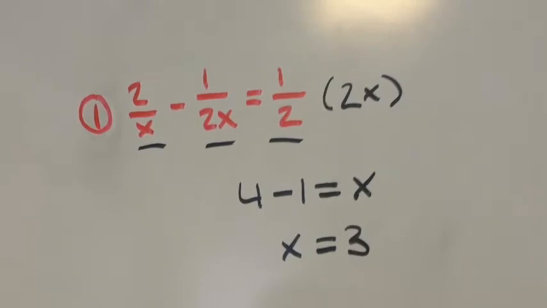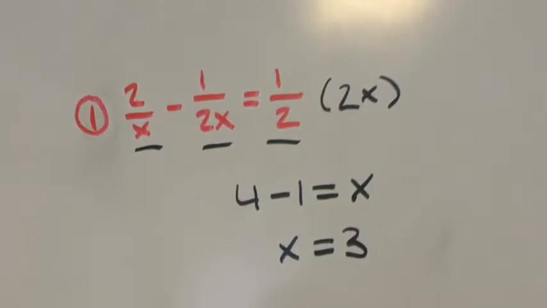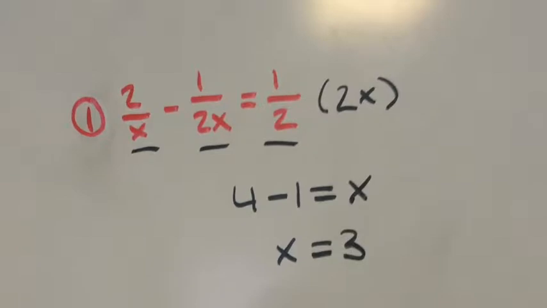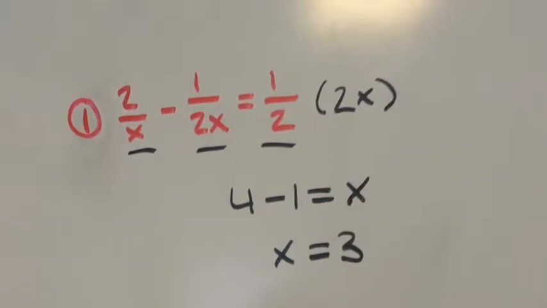So for problem number 1, we multiplied everything by 2x because it was the lowest common multiple, and that became 4 minus 1 equals x, which is the same as x equals 3.